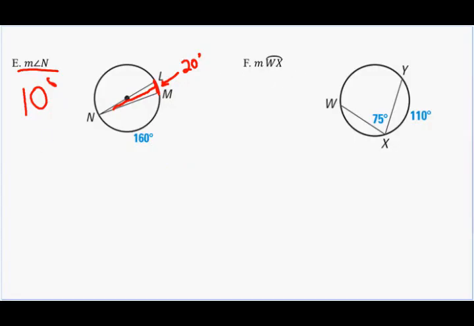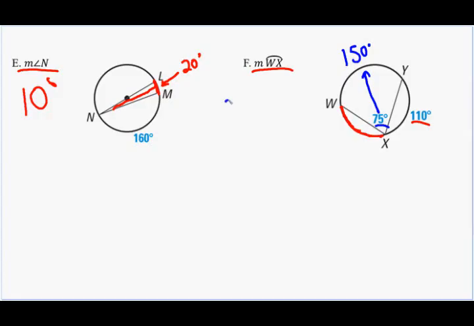All right, last one here. It wants us to find arc WX, so I'm going to highlight that in red. We've got this YX is 110, and we've got our inscribed angle 75, so let's double that to go out to the circle's edge, so that's 150 degrees.